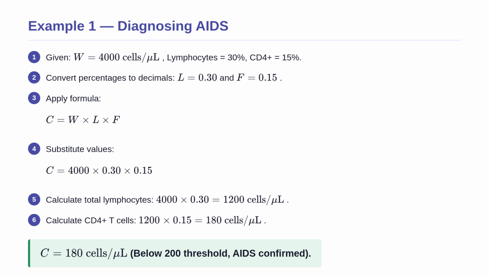Multiplying 4,000 by 0.30 tells us there are 1,200 total lymphocytes. We then multiply that by 0.15 to isolate the helper T cells. The final answer is 180 cells per microliter. Because this is below the 200 threshold, the patient has lost the critical mass of helper T cells required to mount an immune response, confirming a diagnosis of AIDS.